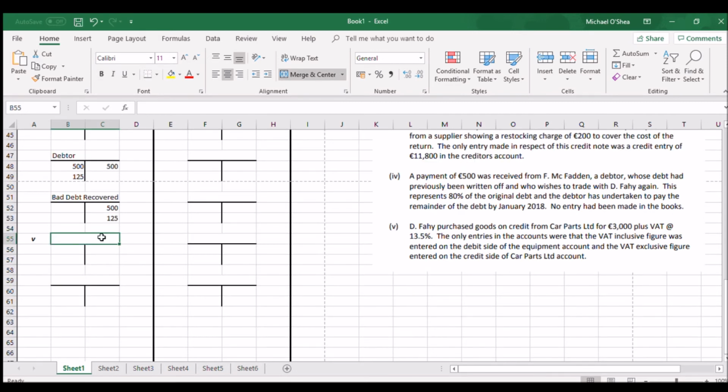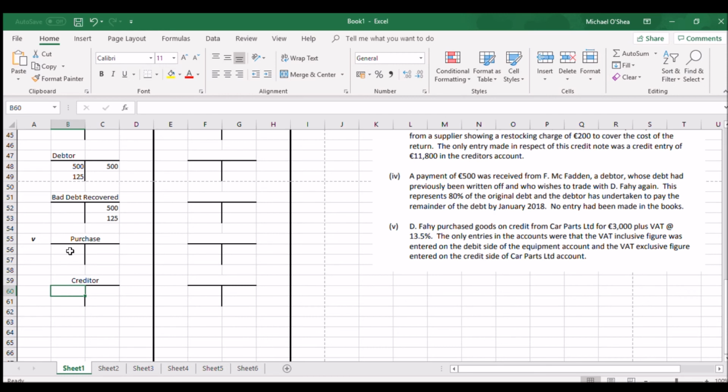Note number 5. Fahy purchased goods on credit from Car Parts Limited for 3,000 plus VAT at 13.5%. The only entries in the accounts were the VAT exclusive figure. Okay, so these are the entries in the accounts. We won't look at that yet. So Fahy purchased goods on credit from Car Parts Limited. Well, firstly, we're not going to have any account called Car Parts Limited. Car Parts Limited is a creditor to the business. So I have made a purchase from a creditor. They are the two accounts that I'm going to be looking at first and foremost.